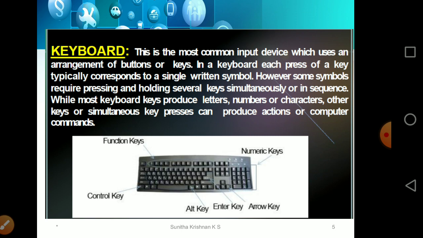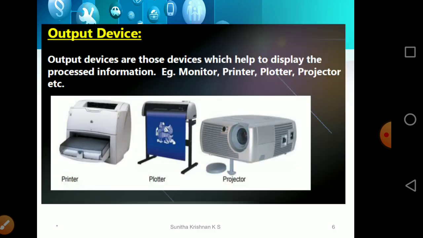And this is a keyboard, the most common input device, and students who are learning computer science or IP should be able to identify the different keys available in the keyboard. That is, there are some functional keys, numerical keys, arrow keys, enter keys, and control keys available.